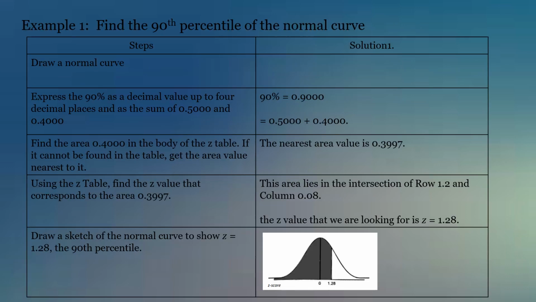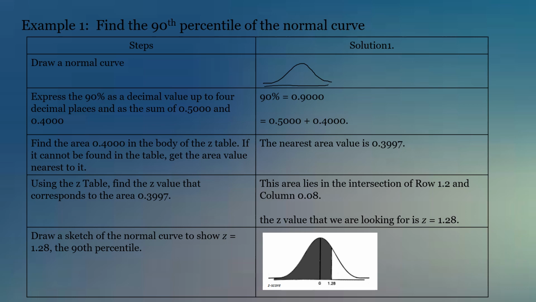Okay, so find the 90th percentile of the normal curve. The first step is to draw your normal curve. Then express the 90% as a decimal value up to 4 decimal places. So yung 90% natin, pwede natin siyang gawing decimal, which is 0.9000. So, 4 na decimal yan, kasi yun yung ginamit sa table.